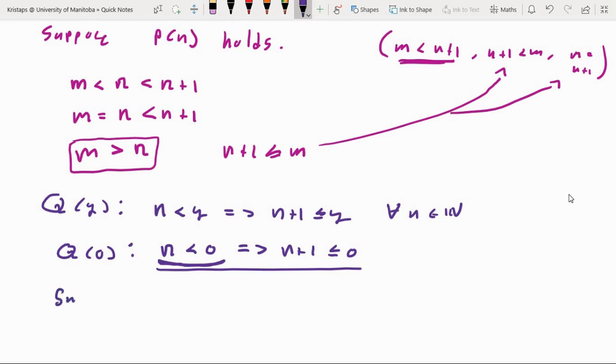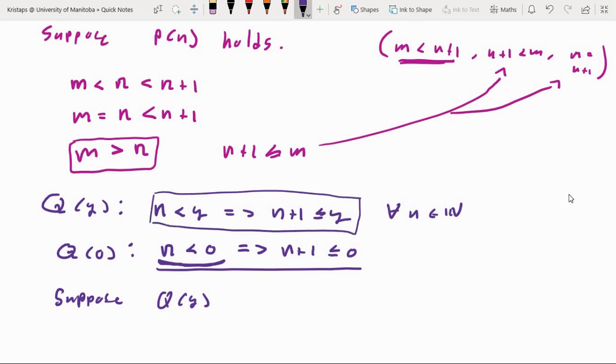So we're going to suppose then that Q at y holds for some arbitrary y, and we want to show that this implication holds for y plus 1. So we're also going to assume it's the case that n is less than y plus 1, and our goal will be to show that n plus 1 is less than or equal to y plus 1.